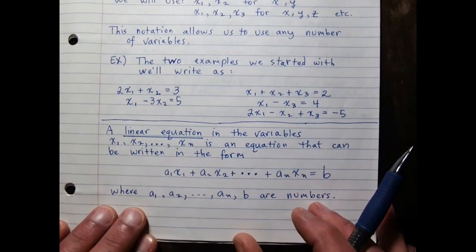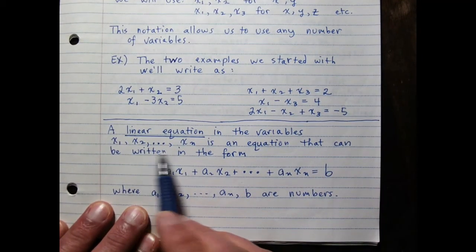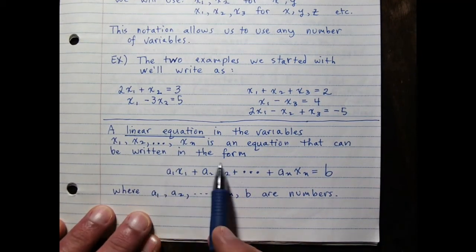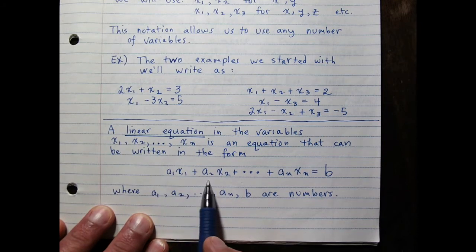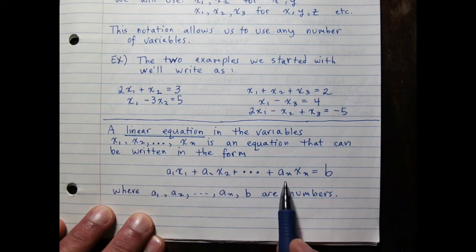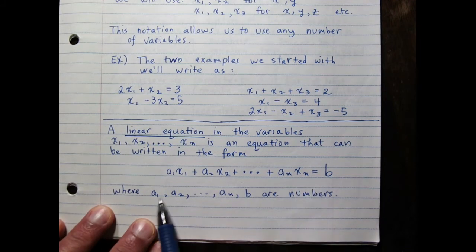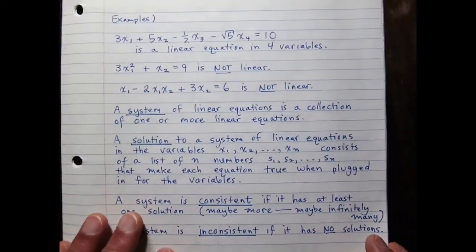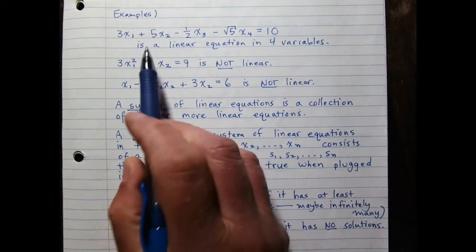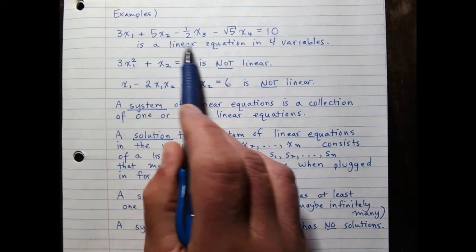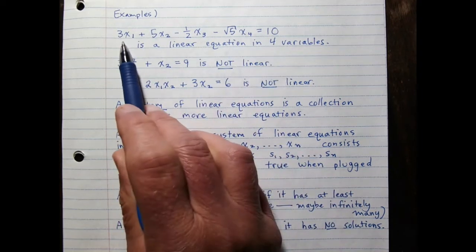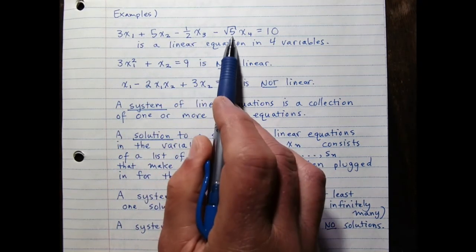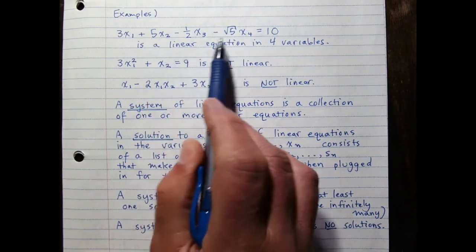In general, a linear equation in the variables x1, x2 to xn is an equation that can be written in the form a1x1 plus a2x2 plus on and on to anxn equals b, where a1, a2 through an and b are numbers. They're going to be real numbers for us. So here are just some examples of linear equations. Here's a linear equation in 4 variables. You can just read that on your own. It's okay for those coefficient numbers to be fractions, to be square roots, to be just about anything. Could be pi, e.